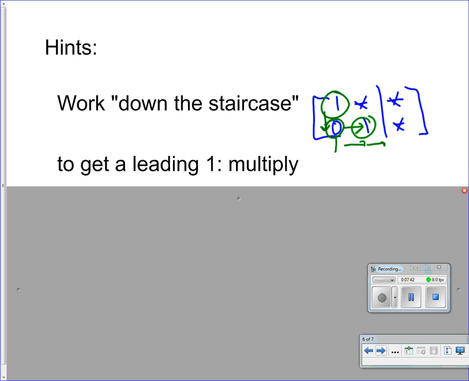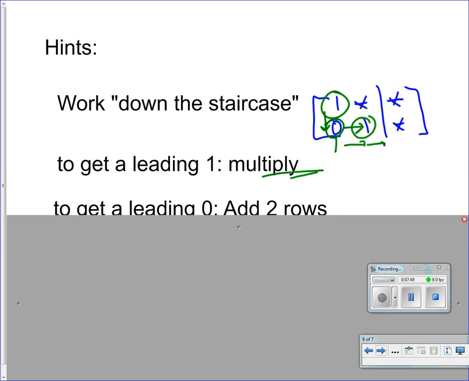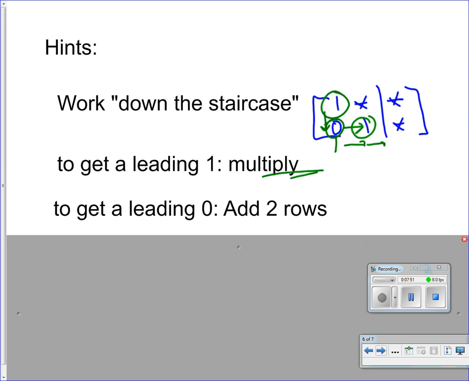If you're trying to get a 1 in the first position and you're stuck on what to do, try multiplying. That'll usually help you get a 1. If you're trying to get the leading 0, usually adding is a technique that'll work.